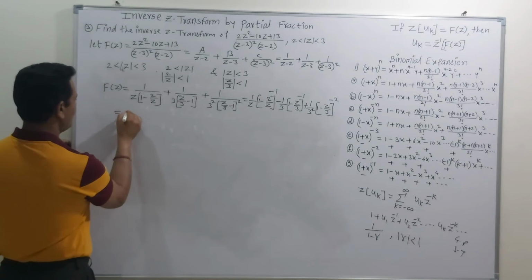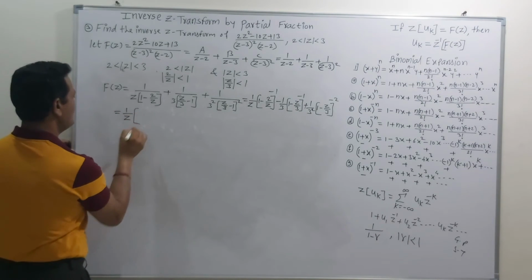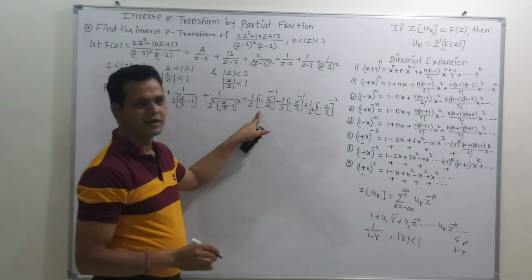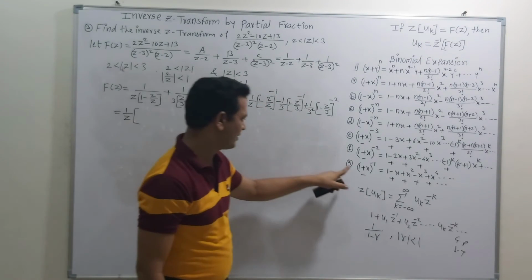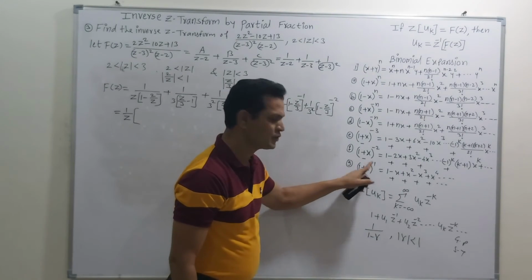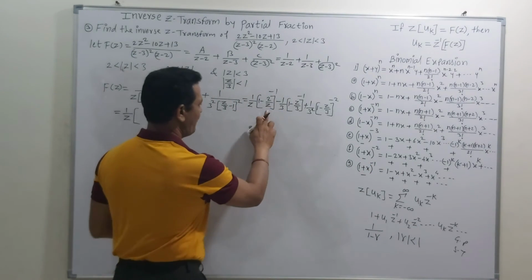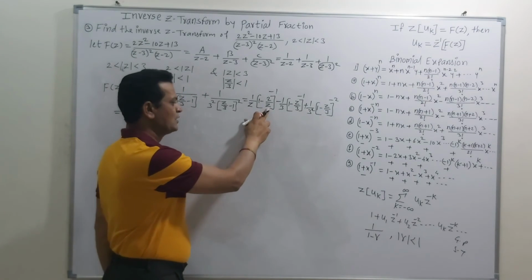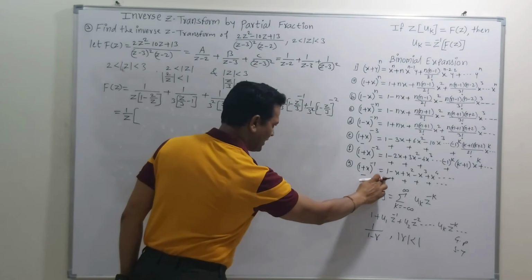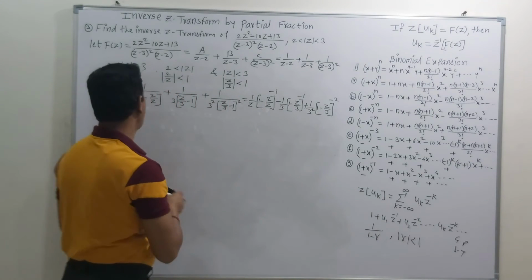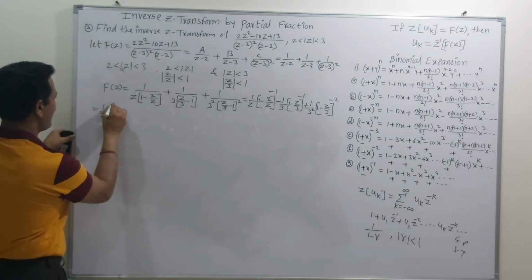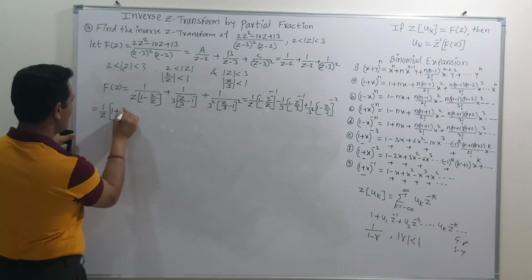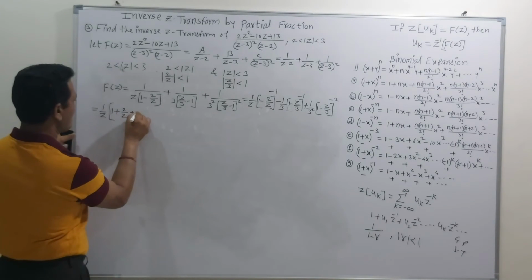So here, the first term is 1 upon z. If we try to simplify this term, it is of the type 1 minus x, so this formula is applicable: 1 minus x raised to minus 1. Here the power is minus 1, where the value of x is 2 by z. So we can write this as 1 plus x square plus x cube, and so on. If we simplify this, we get 1 upon z, then 1 plus 2 by z plus, and so on.